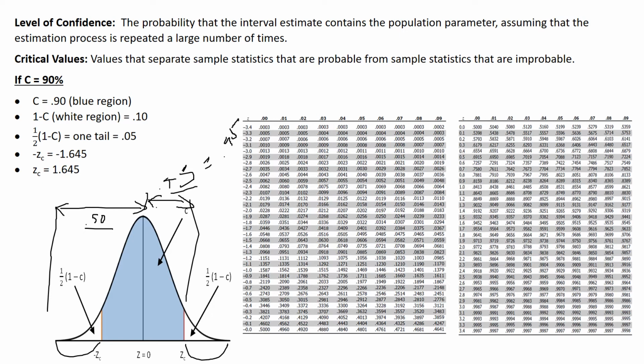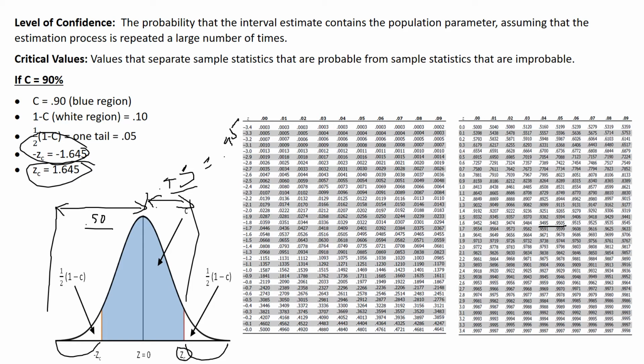If I go here, the closest it comes is between 0.9495 and 0.9505. Right between that is 0.9500. So 1.6, and that's between 4 and 5, so it'll be 1.645, which is how I got this number right here. So that z right here is 1.645. And then since it's equidistant, the negative z would be negative 1.645.